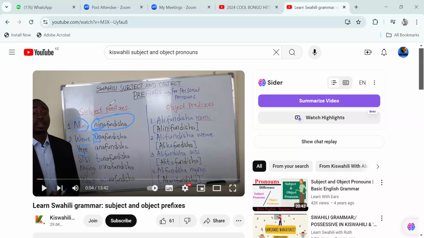You can use it, for example, if you have to put people in three stages. You yourself are here, the next person is 10 meters away from you, and the third person is 20 meters away from you. If you refer to yourself where you are, you'll use the word mimi. To the second person who is 10 meters away, it will be wewe. The person who is 20 meters away, the third person, is yeye.